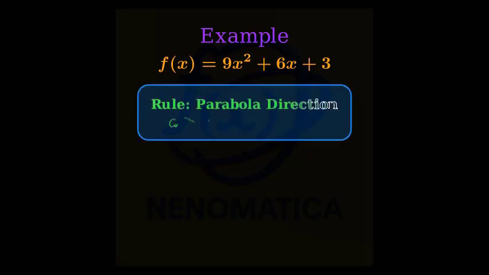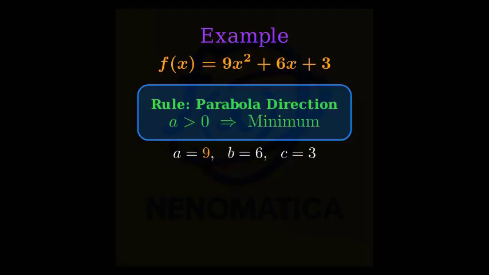In a function ax squared plus bx plus c, if a is greater than 0, the parabola opens up and the function has a minimum. For our function, a equals 9, b equals 6, and c equals 3. Since a is 9, which is greater than 0, f of x has a minimum value.